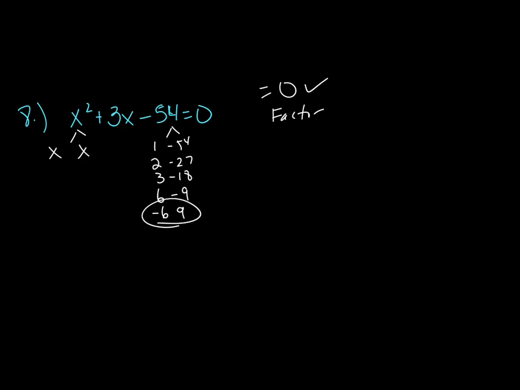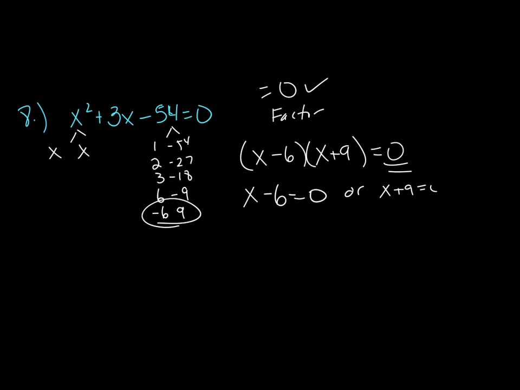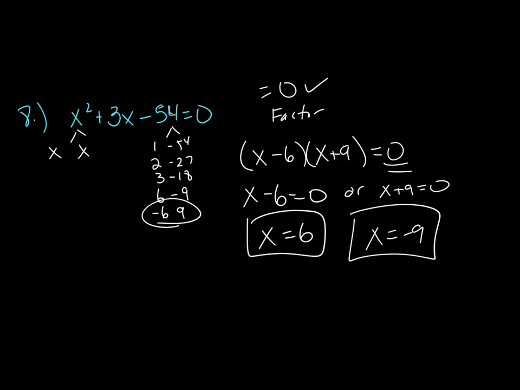and positive 9. So I'm going to write it as x minus 6, x plus 9 equals 0. Remember, since it equals 0, I get to say this guy equals 0, or x plus 9 equals 0. I add 6 to both sides on the left equation. I end up with x equals 6 as my first answer. I subtract 9 from both sides on the right side. I get x equals negative 9. 2 answers for number 8. Since they're nice answers, it turned out it was factorable.